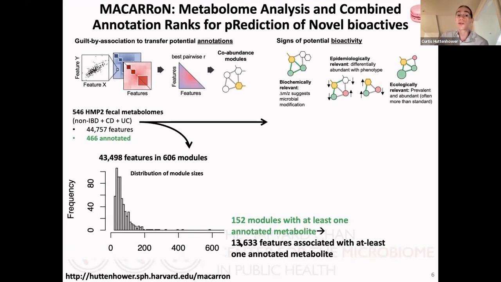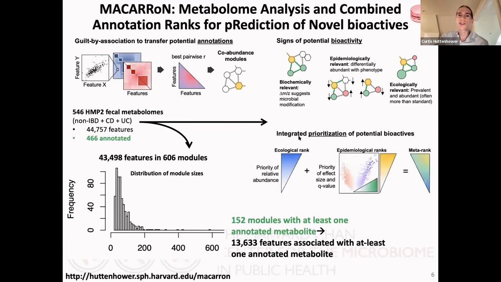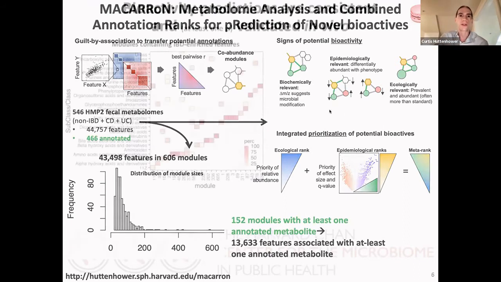In terms of figuring out which of these metabolites might be important, MACARRON also integrates information from biochemical features of the mass spec data, which compounds might have been modified by microbes, for example, epidemiological features, like which compounds associate with a phenotype of interest, like inflammation in the case of inflammatory bowel disease, and information from ecology, which compounds tend to occur a lot in tandem with microbes, for example. So this gives us an integrated prioritization of which compounds might be potentially relevant for human health by combining these features as ranks and ending up getting a ranked prioritization of all compounds.